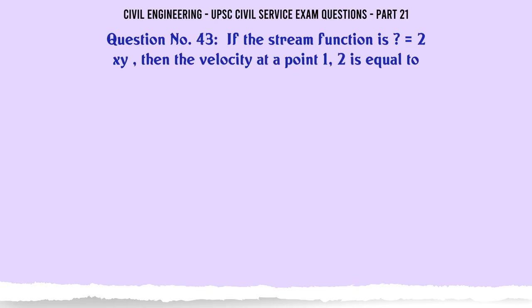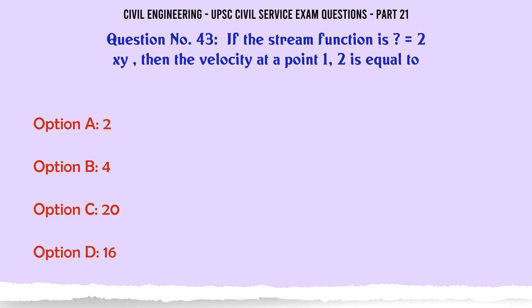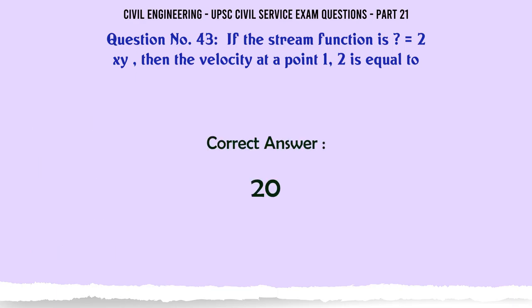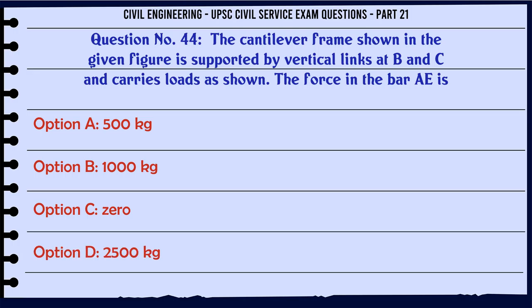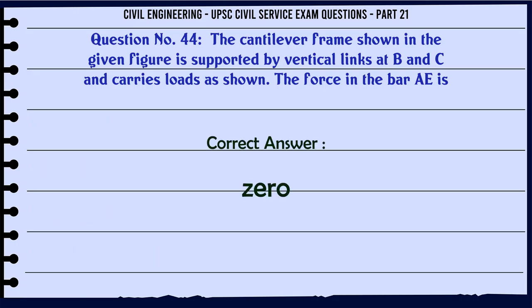If the stream function is 2xy, then the velocity at a point (1, 2) is equal to A. 2, B. 4, C. 20, D. 16. The correct answer is 20. The cantilever frame shown in the given figure is supported by vertical links at B and C and carries loads as shown. The force in the bar AE is A. 500 kg, B. 1000 kg, C. 0, D. 2500 kg. The correct answer is 0.